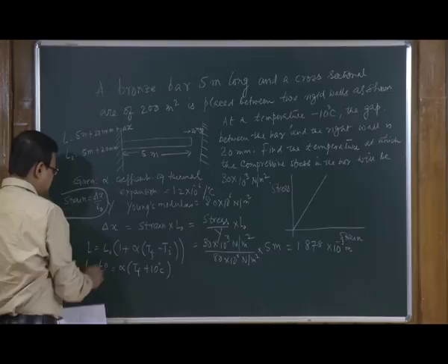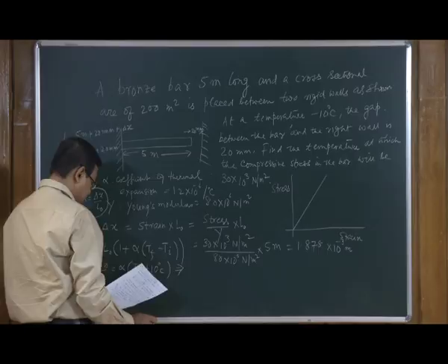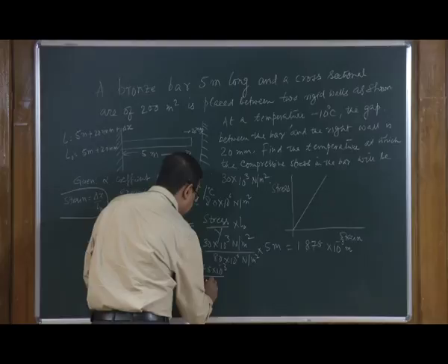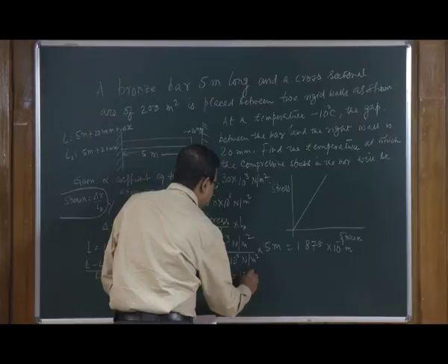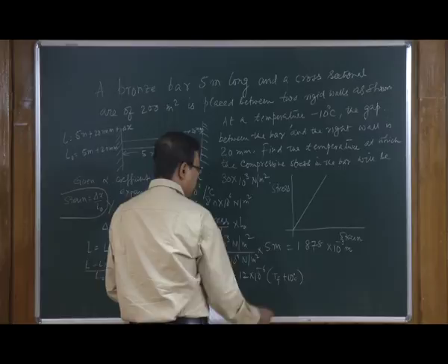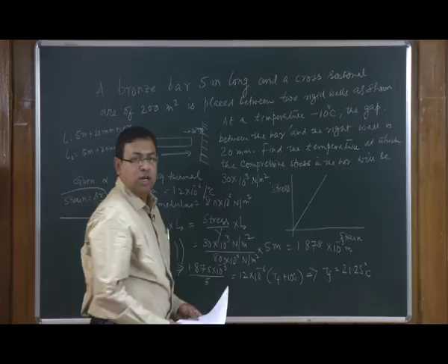So, delta x divided by L 0, which will now have to be taken into account, and we now have 1.875 into 10 to the power minus 3 divided by 5. This is equal to 12 into 10 to the power minus 6 into T f plus 10 degrees centigrade. So, if one solves for T f from here, it will come as 21.25 degrees centigrade.